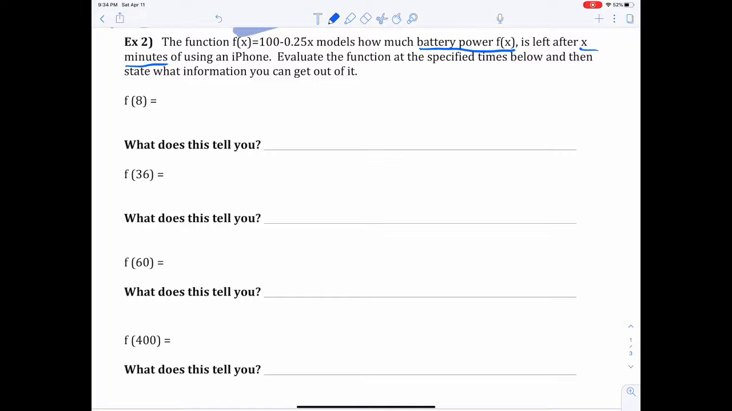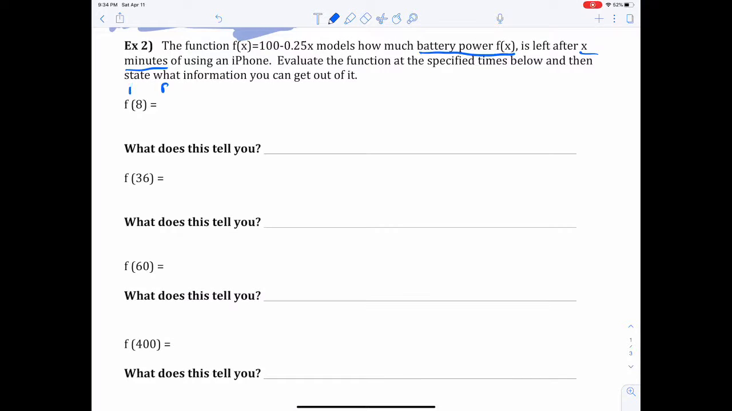So f of 8, if you guys remember, well, f of x, if you just look up here, is 100 minus 0.25x. To figure that out from last week, remember we're just going to plug in the 8 for x. So that'll give us 100 minus 2, which is 98. So f of 8 equals 98.